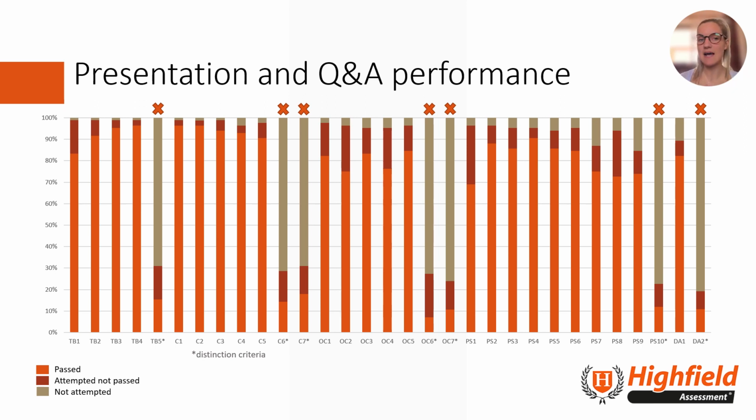Now we expect this to happen with distinction criteria where there was not the opportunity to stretch to these due to time constraints. We have identified other criteria where there are higher rates of learners who have attempted the criteria but unfortunately not passed. These seem to be the most common causes of failure within the presentation and Q&A.